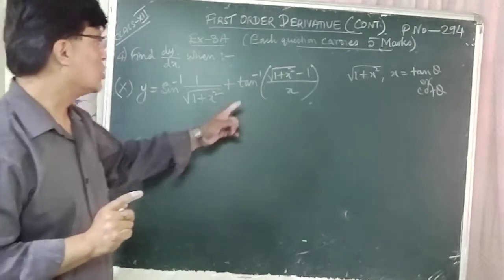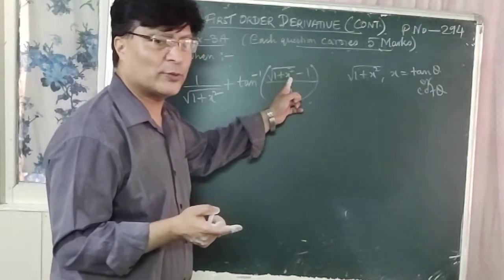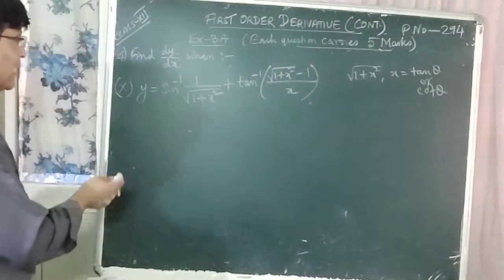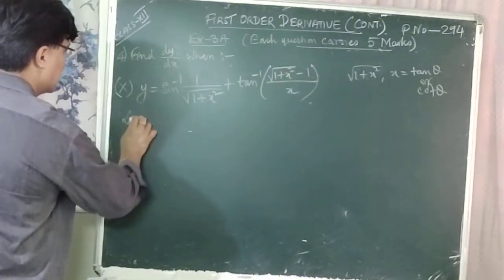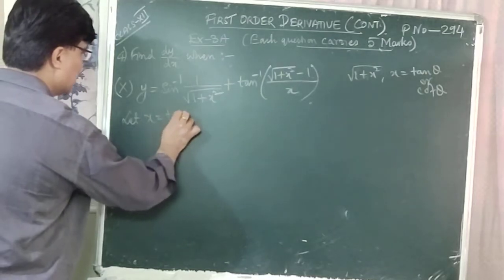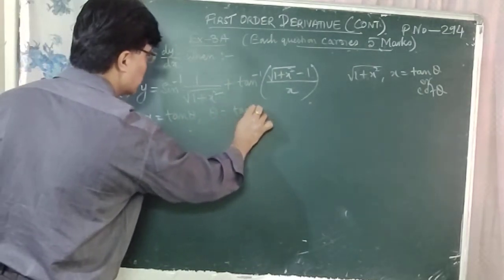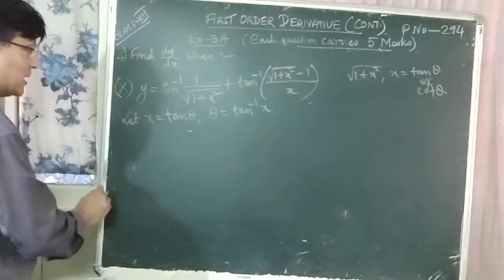Is that clear? So here also you can put x is equal to tan theta. Root over 1 plus tan square theta is sec theta, isn't it? So let us put x is equal to tan theta. So let x is equal to tan theta. Now get the value of theta in this case. So theta is equal to tan inverse x.